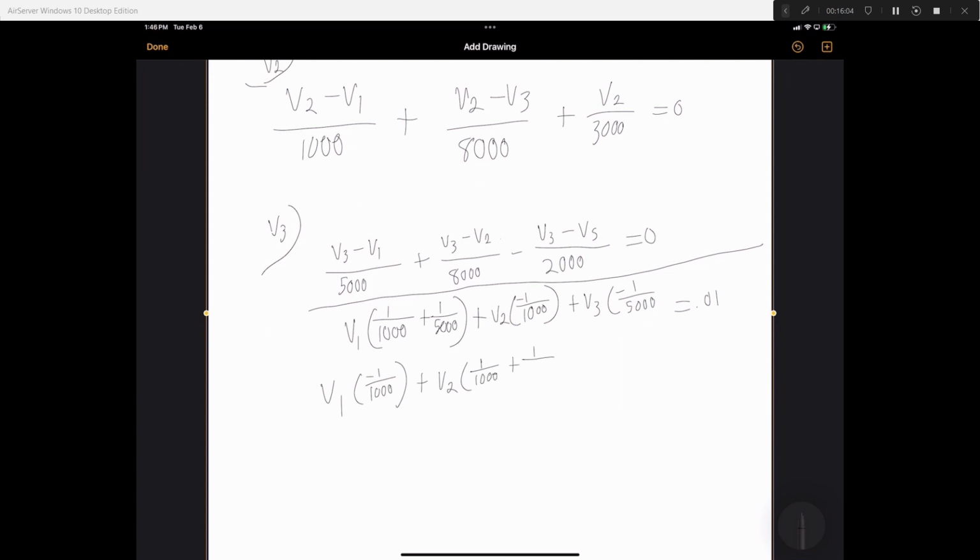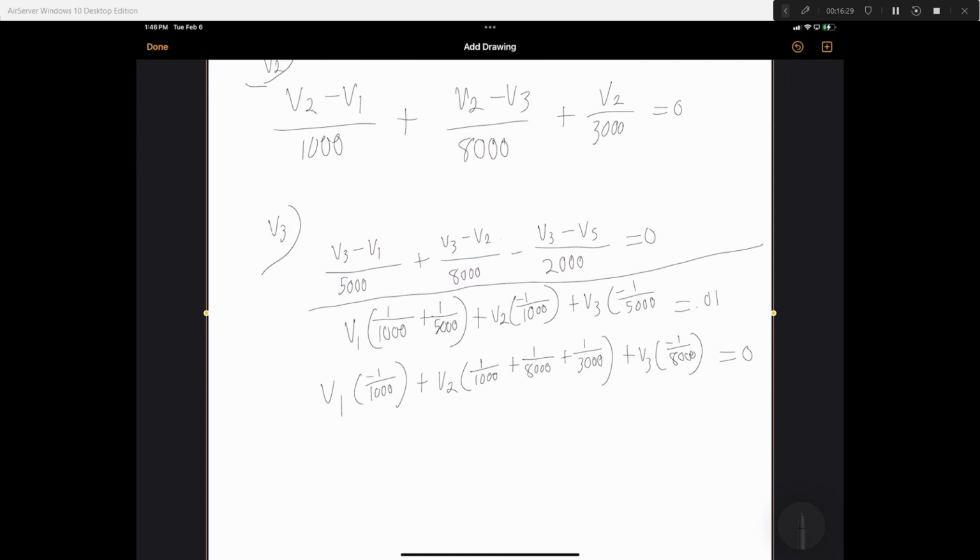1 over 8,000. 1 over 3,000 plus v3. We have no constants in this one, so we'll just have it equal to 0. And there's only 1 for v3, and that's negative 1 over 8,000.